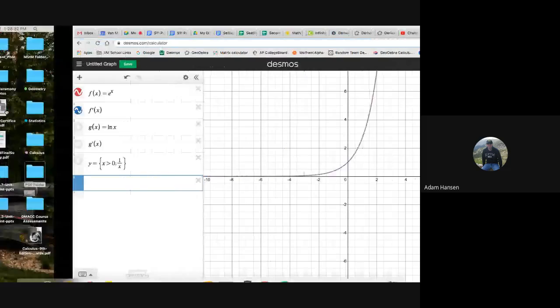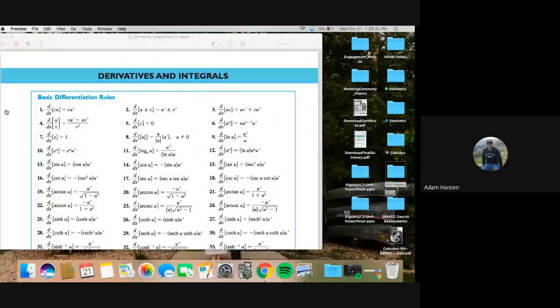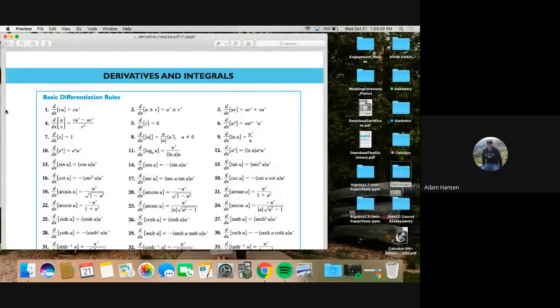Easy. On your formula sheet, where do I find it here? Number 10. Number 10 is the derivative of exponential in base e. On the board here, the derivative with respect to x of e to the x is e to the x. You just saw in Desmos, the graph of the derivative of e to the x was the same e to the x on the screen.